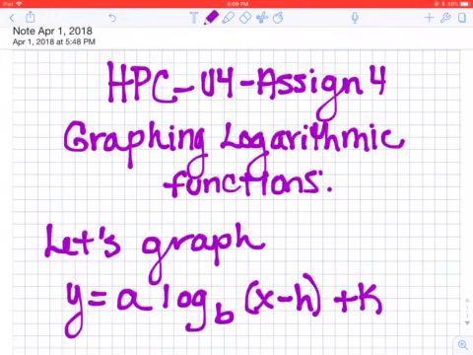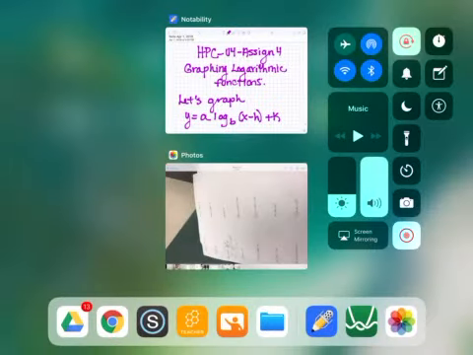I will not be with you guys today, but I am making a video so you can attempt to tackle assignment 4. You guys are going to be graphing logarithmic functions today. So before we get started here, I want to take a look at these graphs in Desmos.